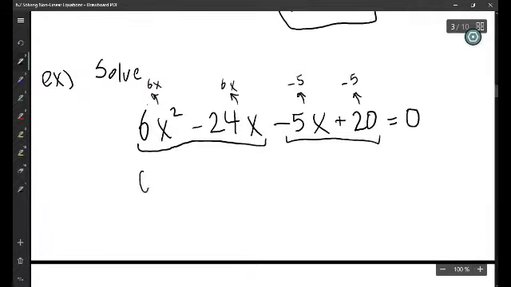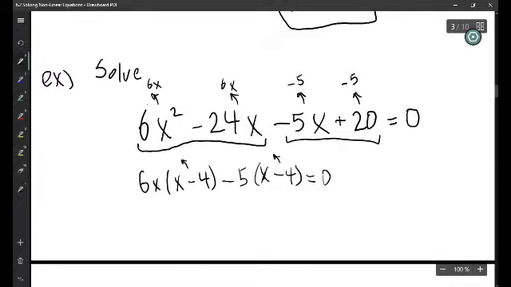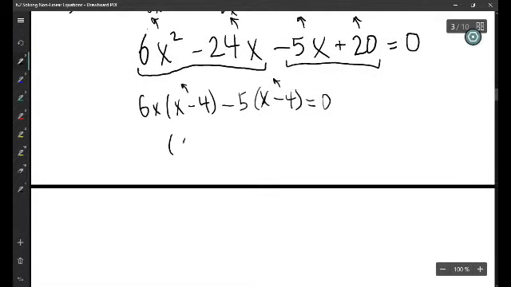And we have 6x times x minus 4, and then minus 5 times x minus 4 equals 0. Pull out x minus 4. And you have x minus 4 times 6x minus 5 equals 0.